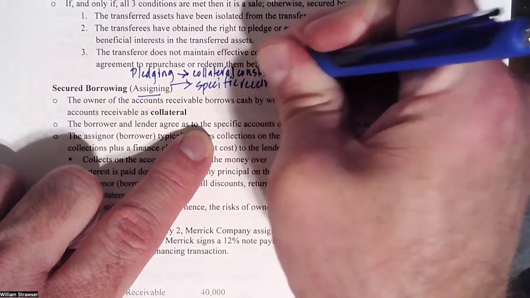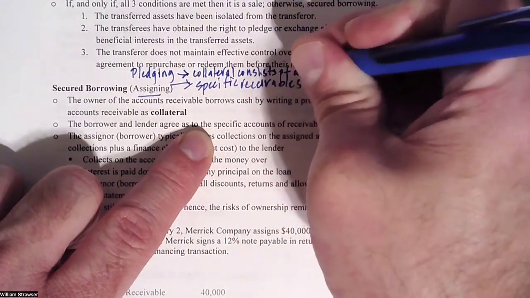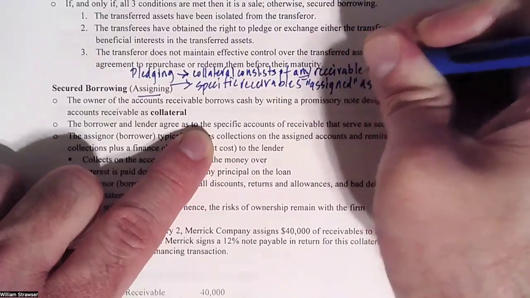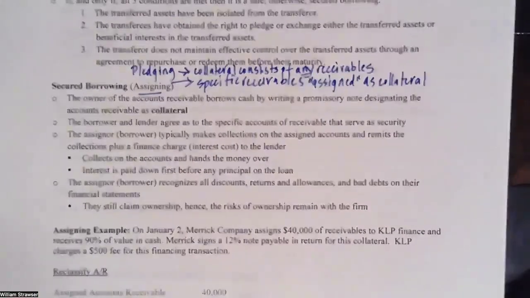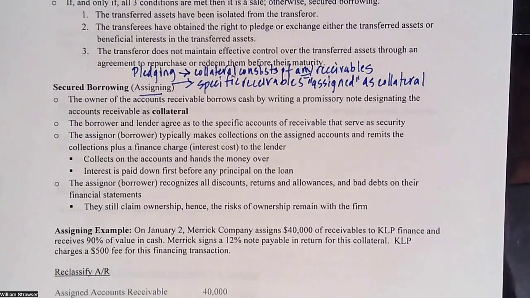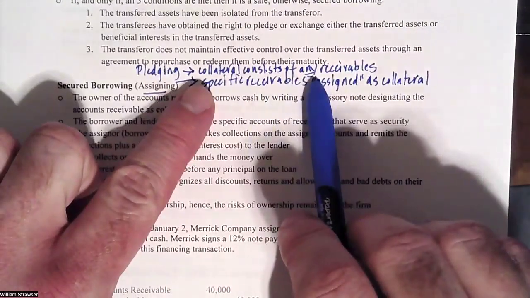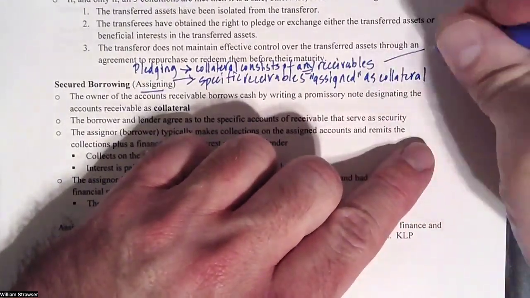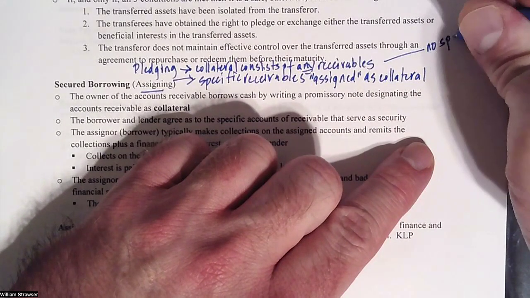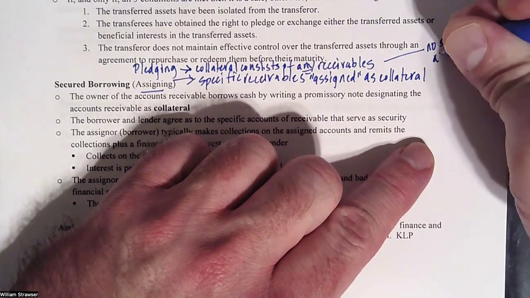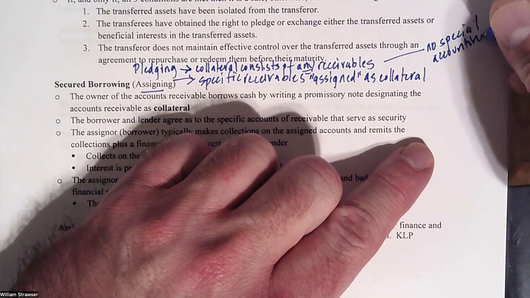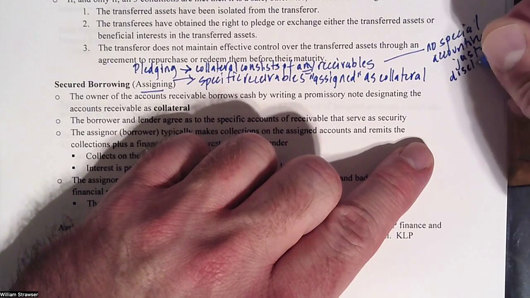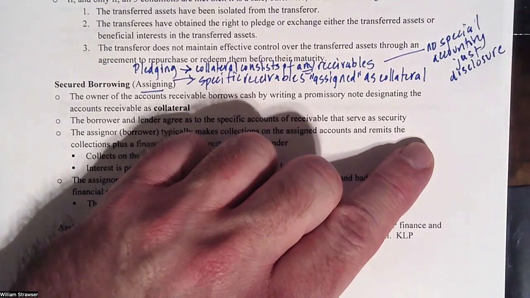So the collateral consists of any receivables. If we are just having any of the receivables as collateral to this piece, then there is really no special accounting, just disclosure. Remember, disclosure means all we're doing is putting something in the footnotes to the financial statements.